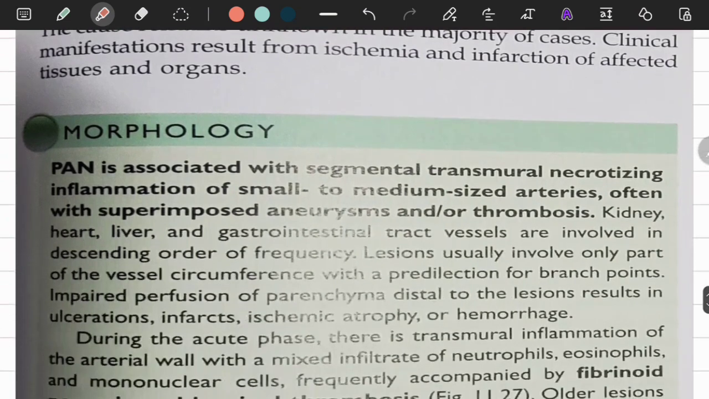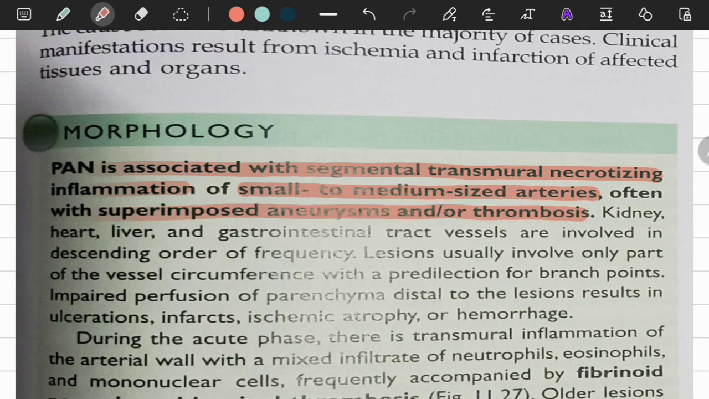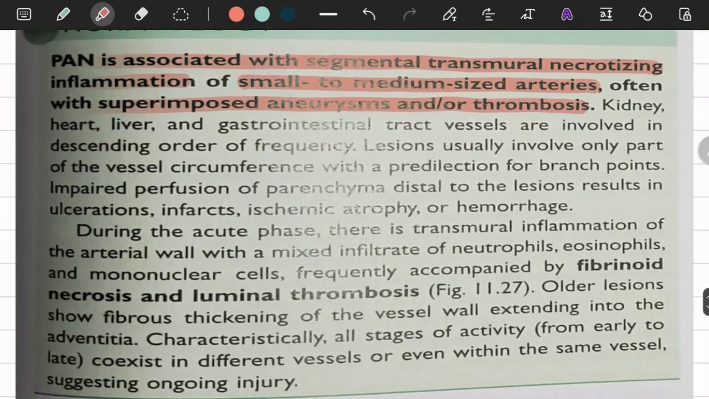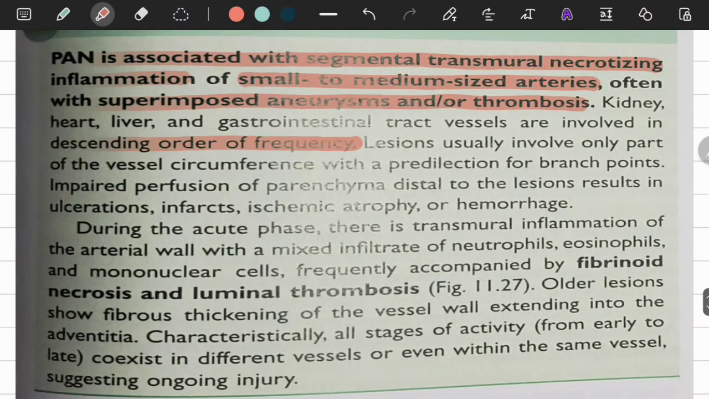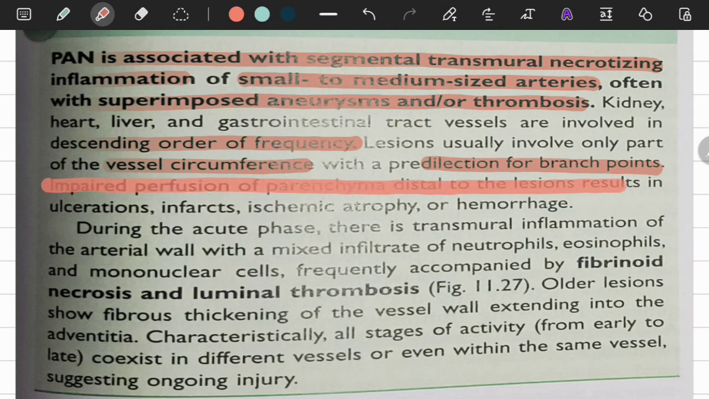spared. Now, talking about the morphology, PAN is associated with segmental transmural necrotizing inflammation of the small to medium-sized arteries, often with superimposed aneurysm and/or thrombosis. Kidney, heart, liver and GIT vessels are involved in descending order of frequency. So basically the heart vessels are more affected than the liver vessels and the GIT vessels. Lesions usually involve only part of the vessel circumference with a predilection for branching points. Impaired perfusion of parenchyma distal to the lesions results in ulcerations, infarcts, ischemic atrophy or hemorrhage.